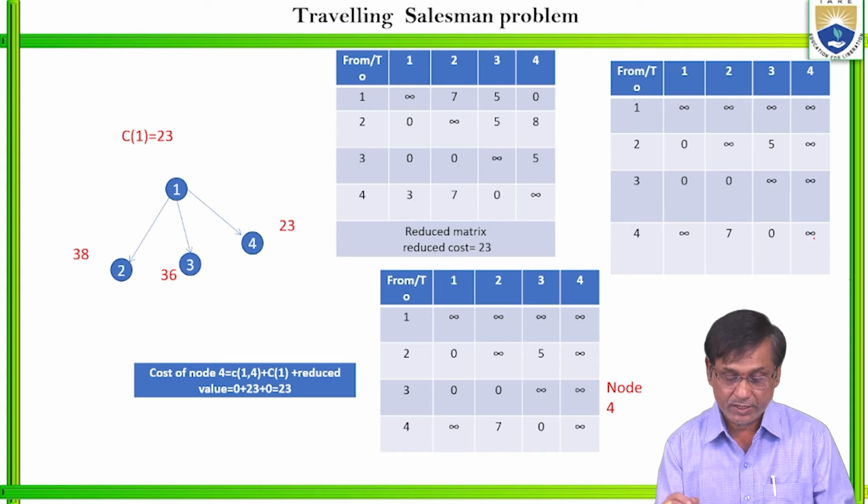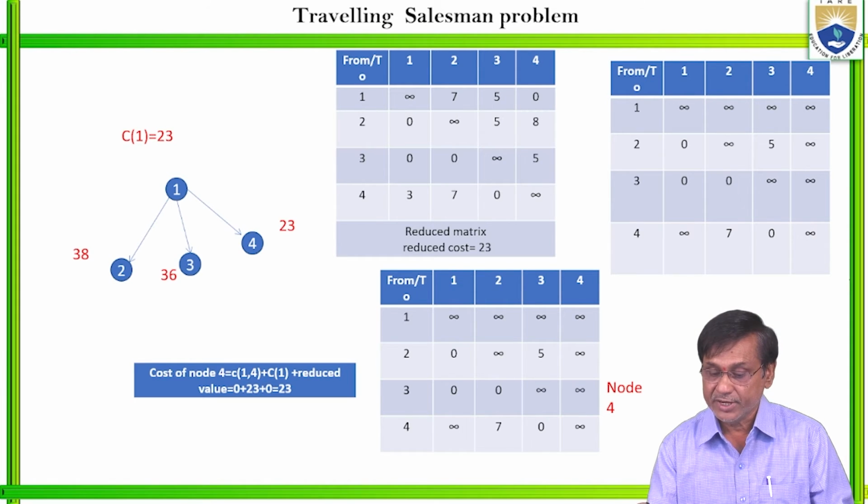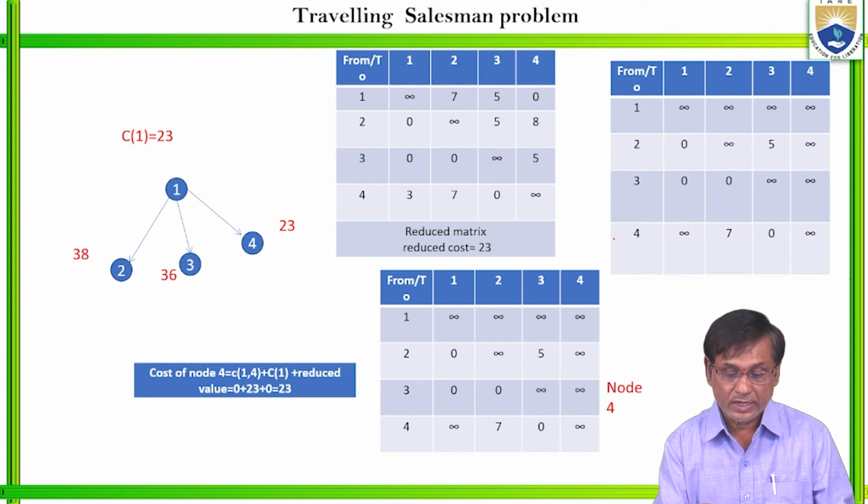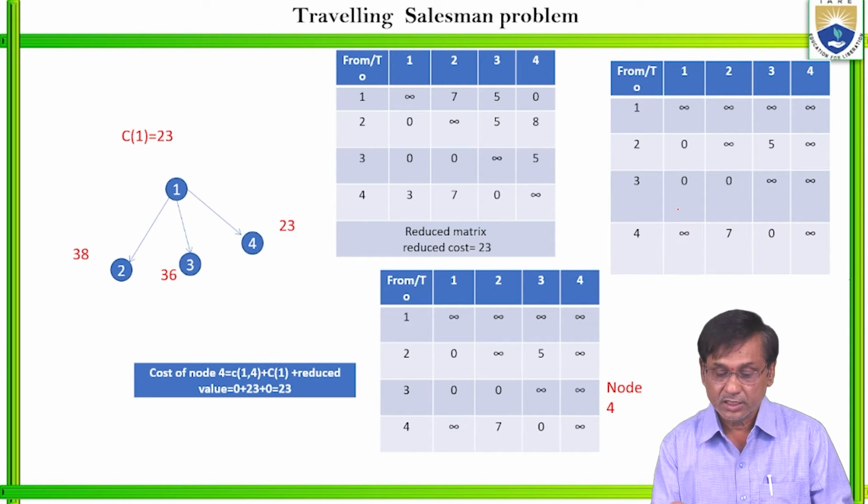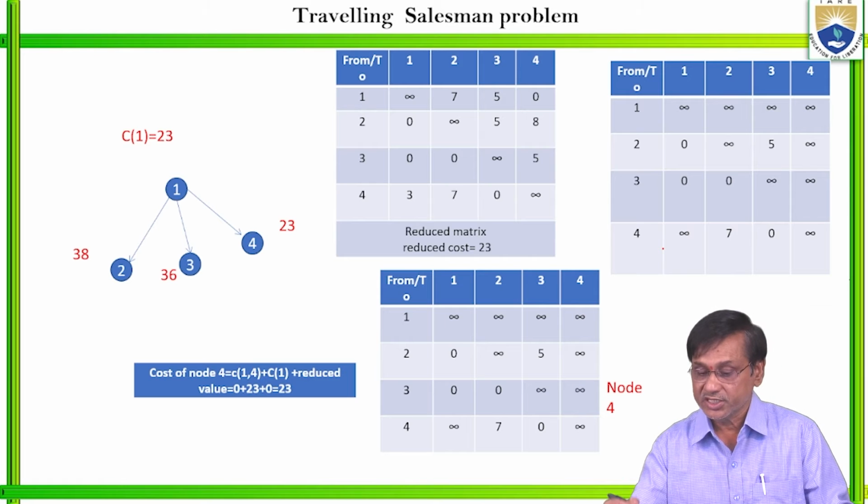And also we have to consider the element 4 to 1. So you cannot go back again at this stage. So you consider 4 to 1, fourth row, first column. Corresponding to that also we have to make infinity. In the place of 3, we have to write infinity. So now this is modified.